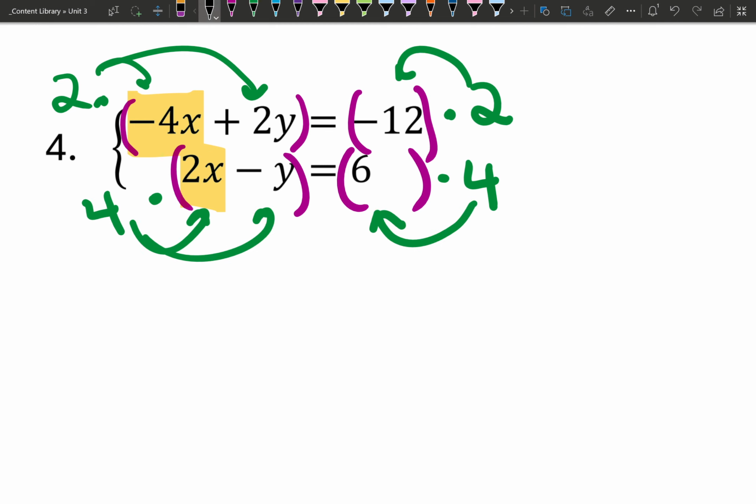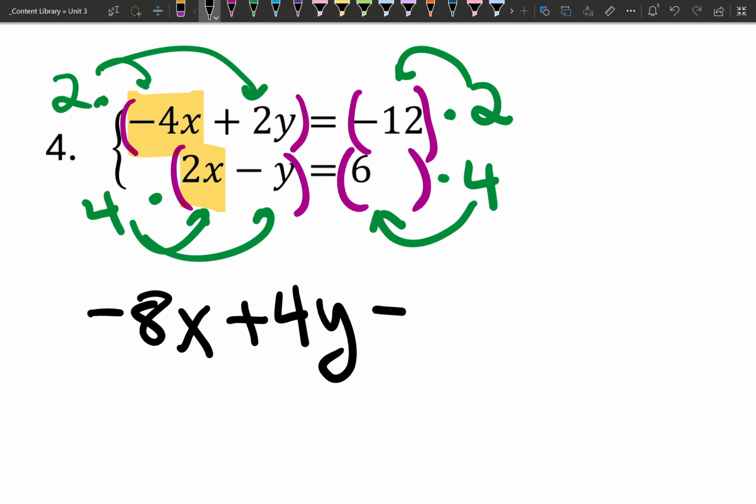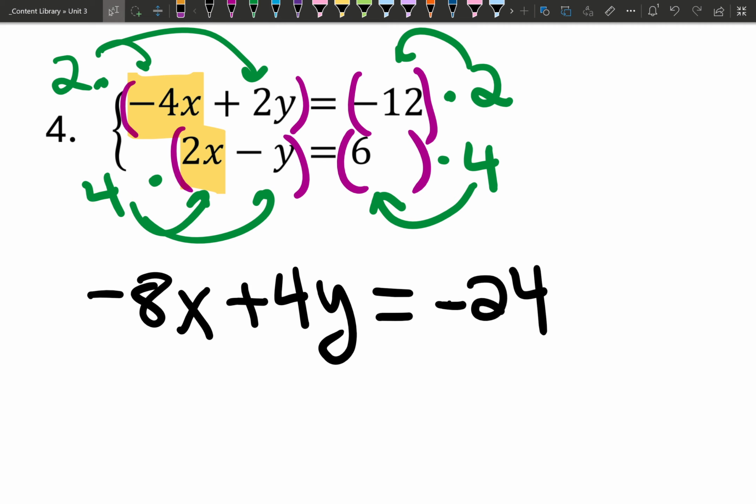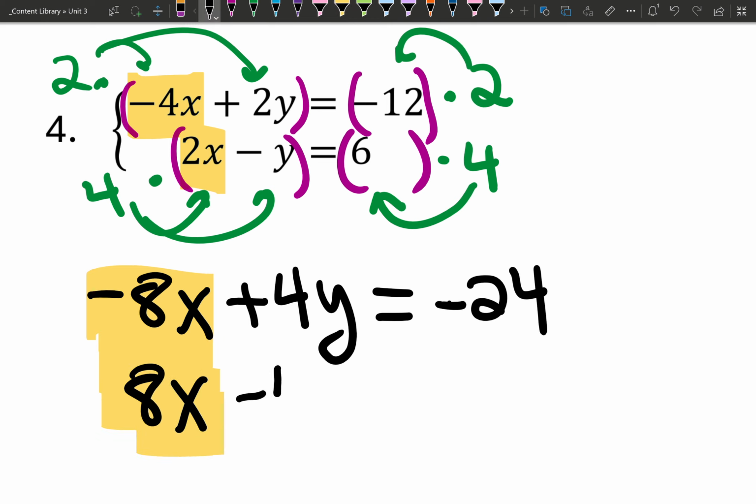All right, 2 times negative 4 is negative 8. 2 times 2 is 4. And 2 times negative 12 is negative 24. 4 times 2x is 8x. Perfect. Look at that. We made them opposite. That was the point. 4 times minus y is minus 4y.